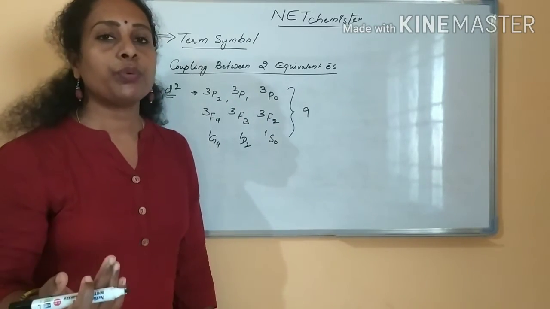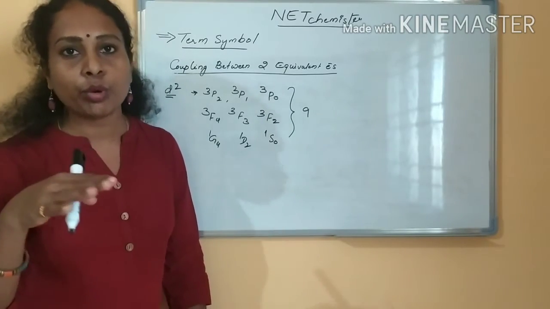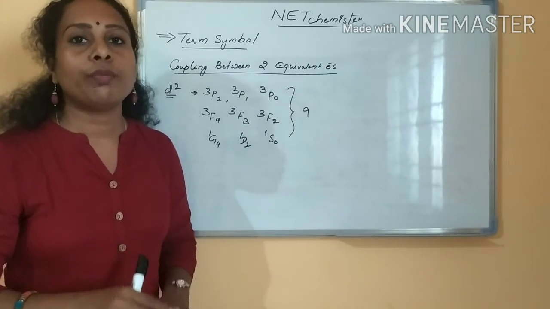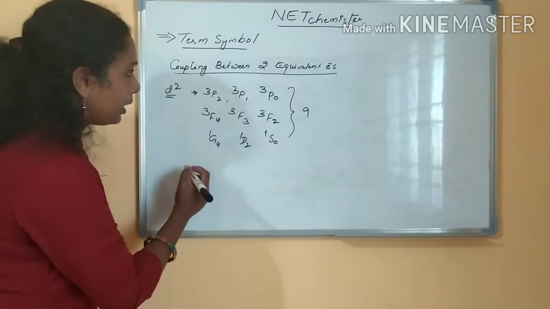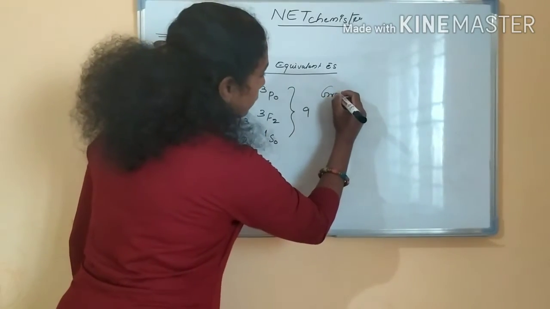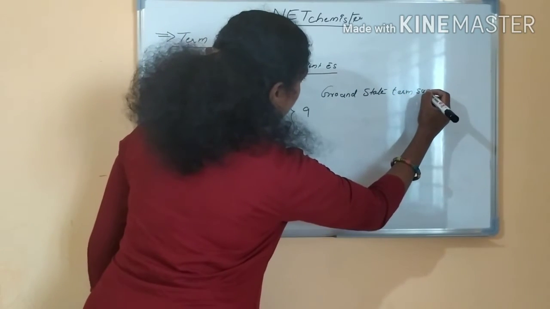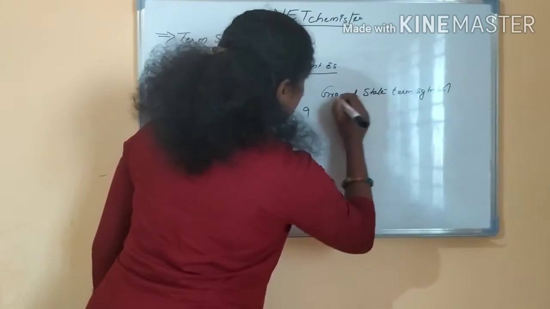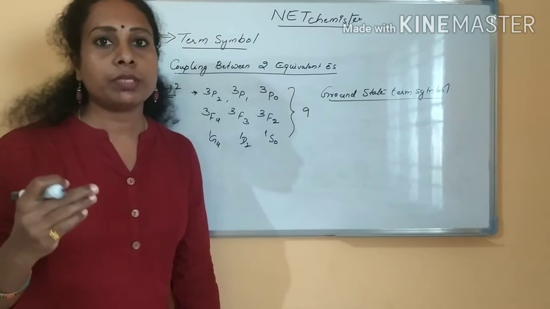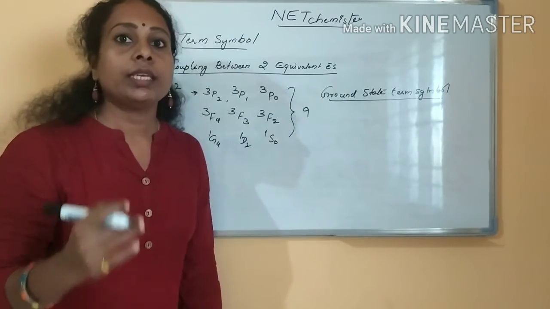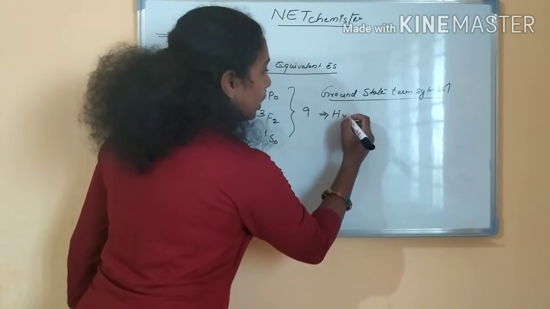Out of these we have to find the ground state term symbol. The thing is that you will get n number of term symbols, and out of that you have to find the ground state term symbol. How do we find the ground state term symbol? All the time you will get the question on the ground state term symbol. To predict the ground state term symbol for atoms or molecules or anything, there is a rule, which is very familiar. What is the rule?